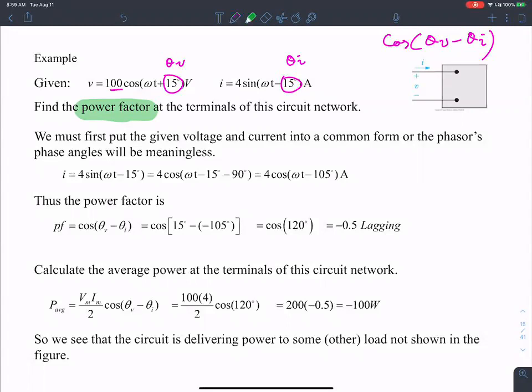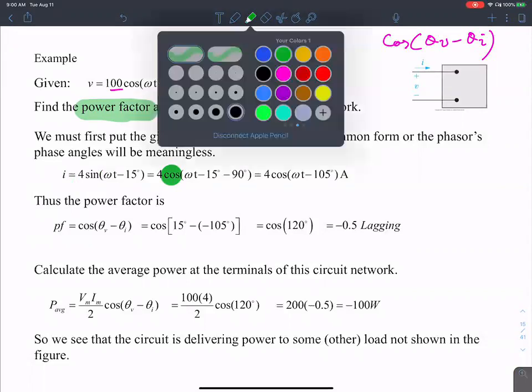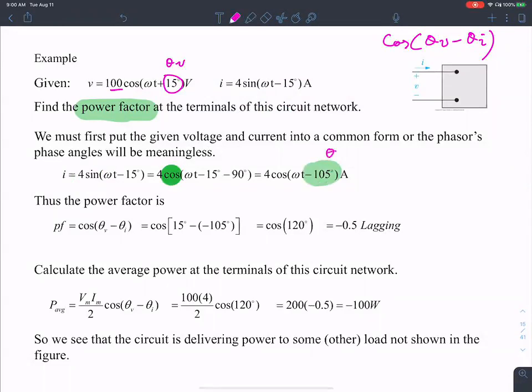We want to put both the voltage and current into a common form. Notice that the current is in sinusoid form, so I want to convert it to a cosine. I can use the trigonometric identity that cosine of theta minus 90 is sine theta. The theta I is then negative 105 degrees. I cannot use it directly in its sinusoidal form; we want to put both of them in a common form, preferably cosine.